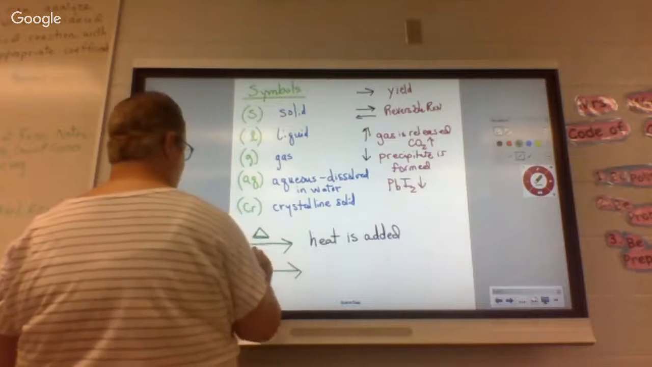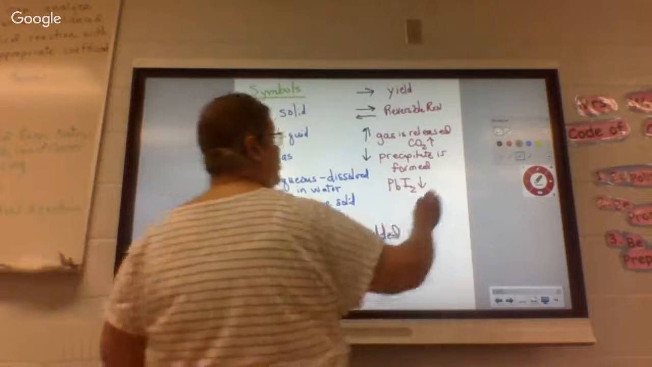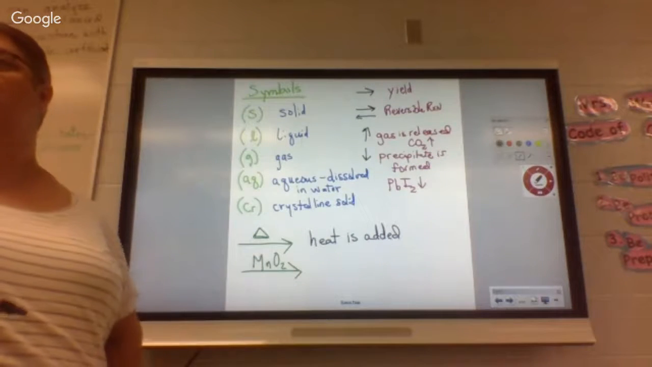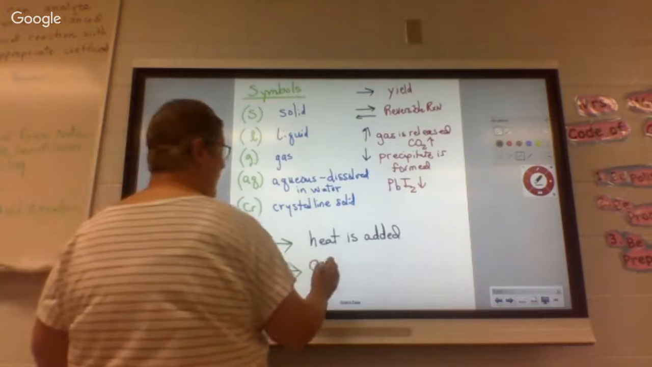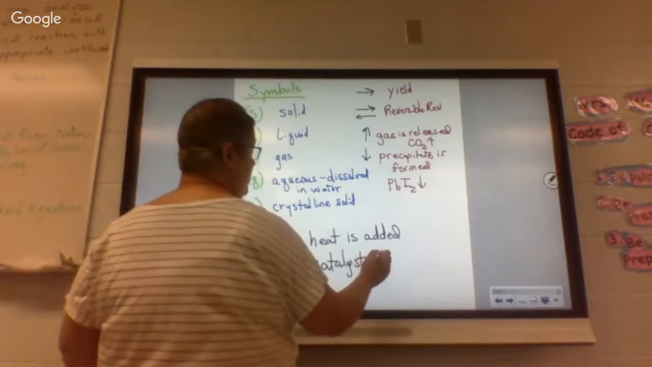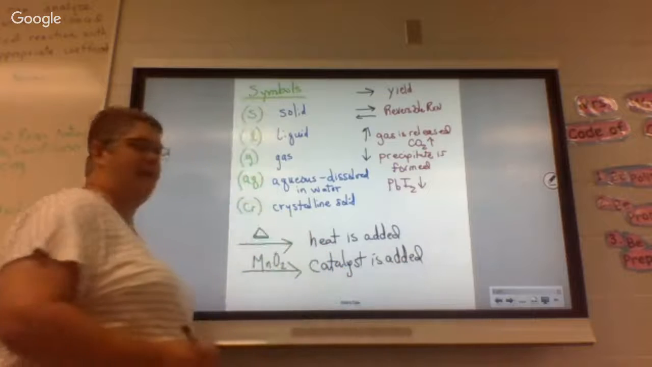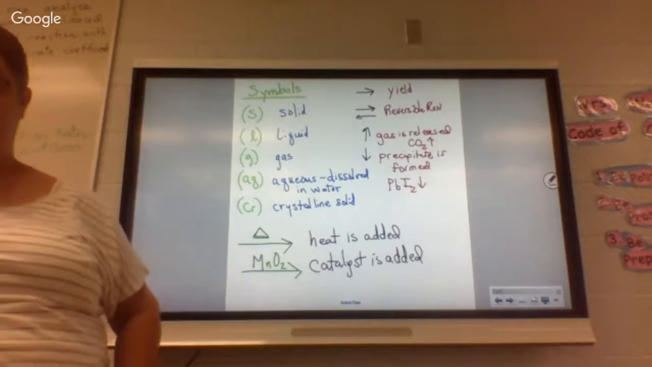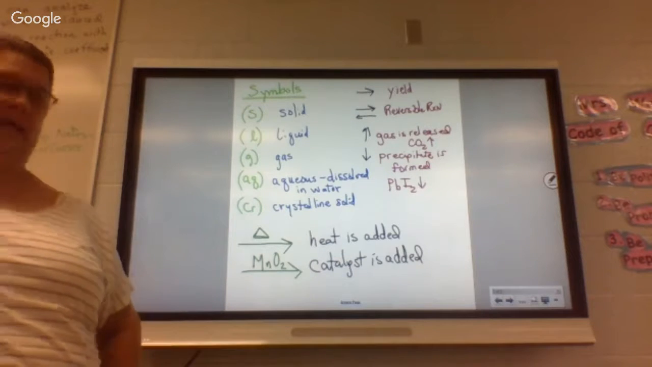Now, if we put something like a formula on top of it, like MnO2, and you don't have to know what the formula is or anything, you just need to know that if there's a formula written on top of it, that means a catalyst is added. So somebody tell me what a catalyst is from biology class. Enzyme. That's an example of a catalyst. What does an enzyme do? It speeds up a chemical reaction. That is the sole function of a catalyst.